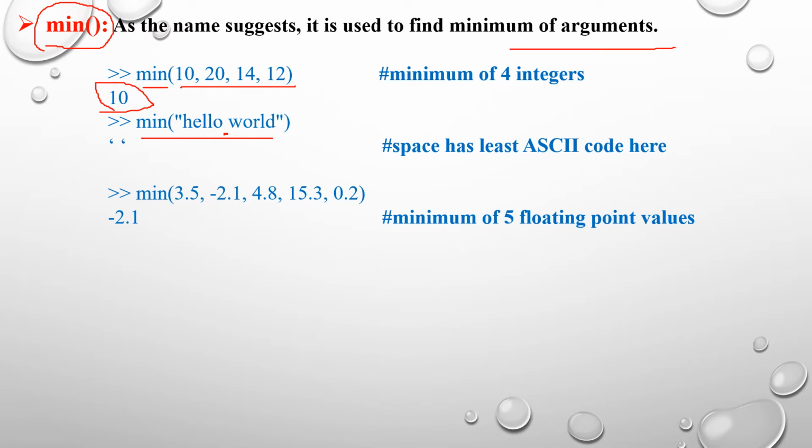So let's consider one more example. Minimum of 3.5, minus 2.1, 4.8, 15.3 and 0.2. So here the minimum of five floating point values is minus 2.1. Among these, the minimum value is minus 2.1.